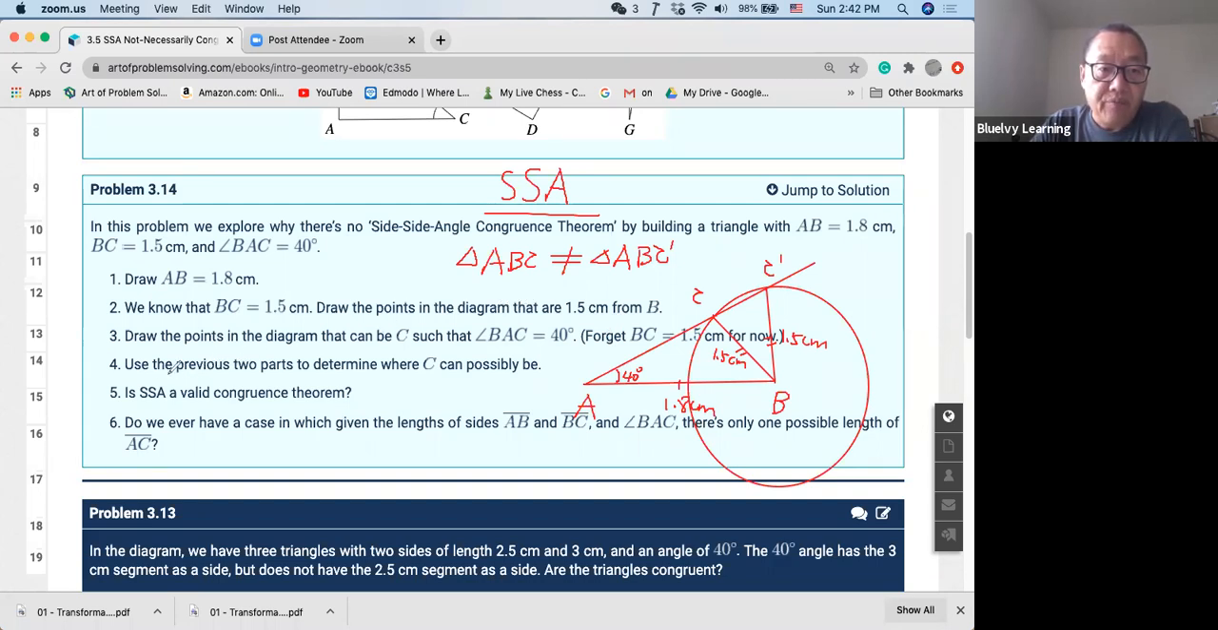Now let's see number 4. Use the previous two parts to determine where C can possibly be. Say C can be here and here. Then they ask, is SSA a valid congruence theorem? No, this one's wrong. Do we ever have a case in which, given the lengths of sides AB and BC and angle BAC, there's only one possible length of AC?